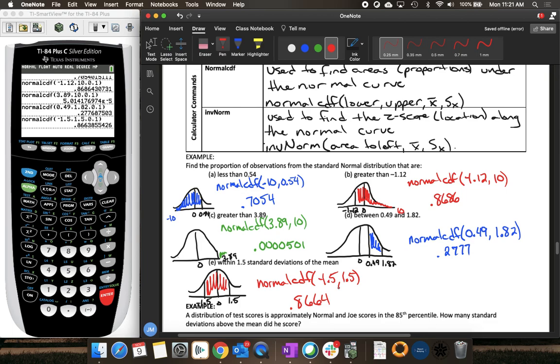Which should kind of make sense because within 1 standard deviation is 68, within 2 is 95.7, so you would expect for 1.5 to be somewhere between 68 and 95.7.